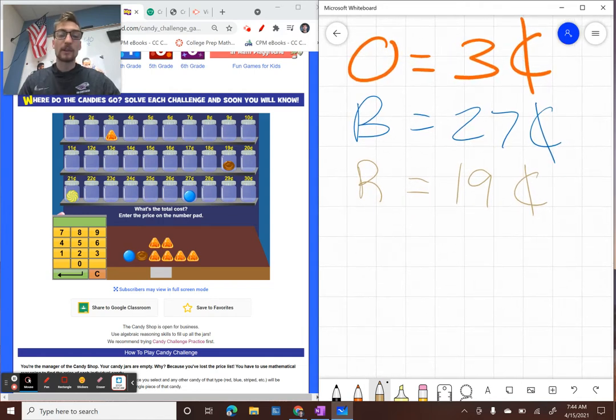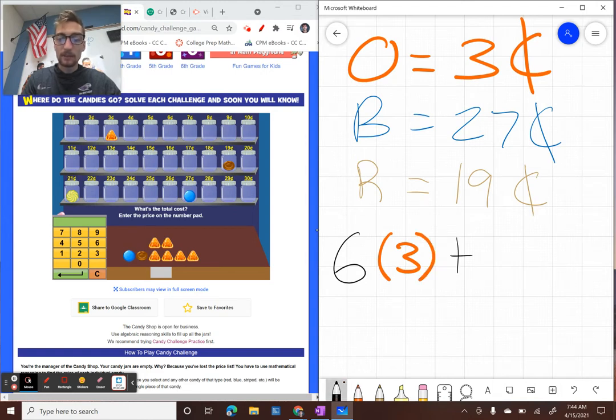All right, notice they all have different costs. Now I can plug them into an equation to figure out how much these candies cost altogether. Well, how many orange ones do I have? Well, I have 1, 2, 3, 4, 5, 6 orange ones. So 6 times O, which we know is 3, plus 27, the cost of our blue. And we could use B for that variable if we wanted to. All right. And then we're going to add that plus 19. That's the cost of our brown candy.